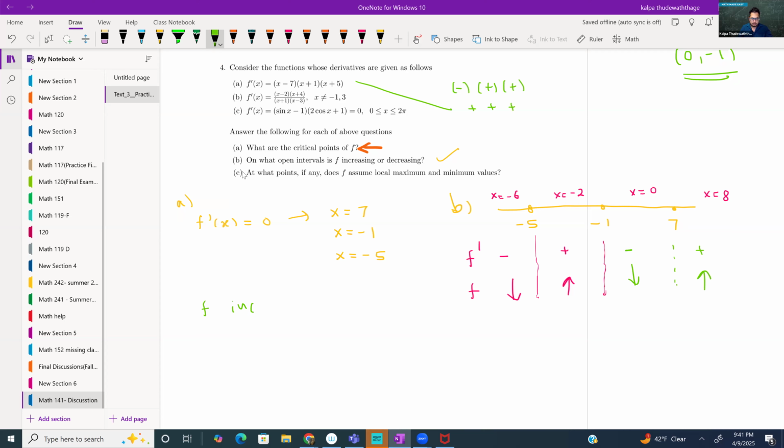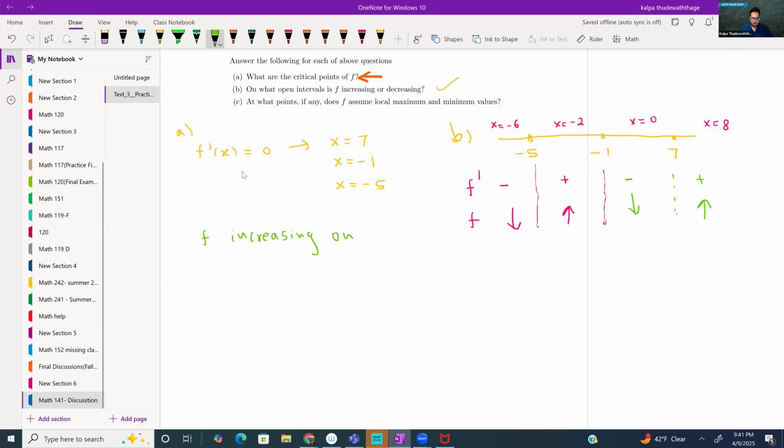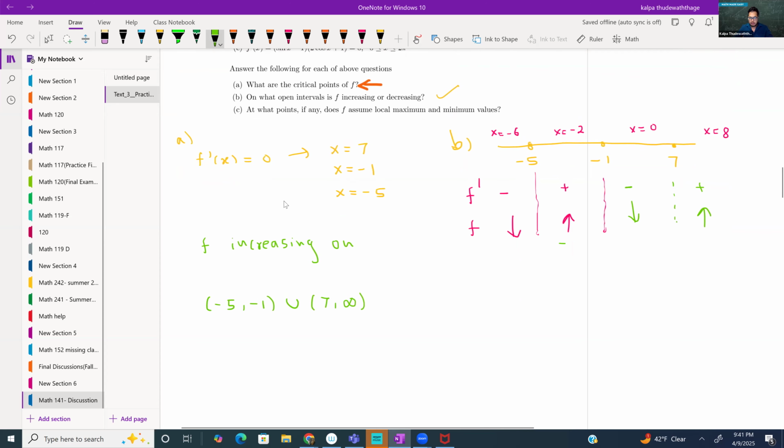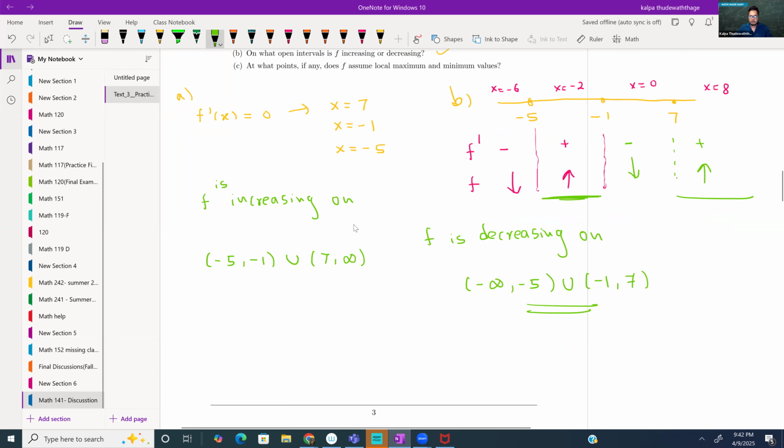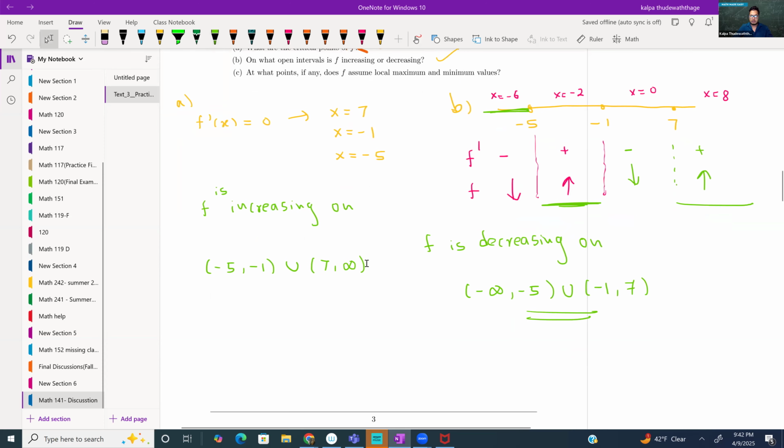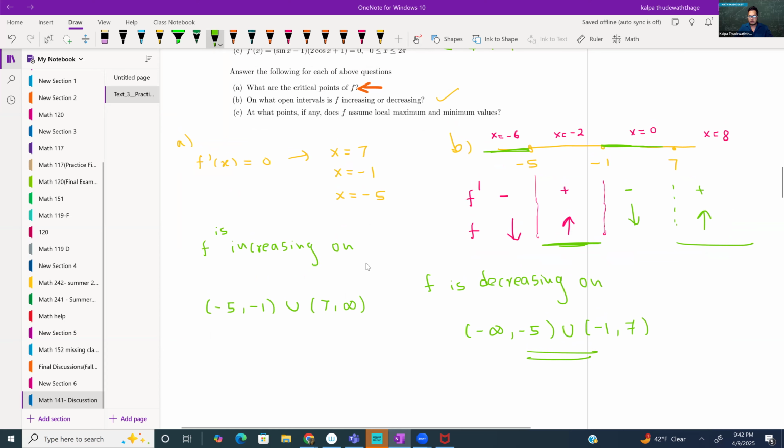So the function is increasing on -5 to -1, union 7 to infinity. And f is decreasing on negative infinity to -5, union -1 to 7.